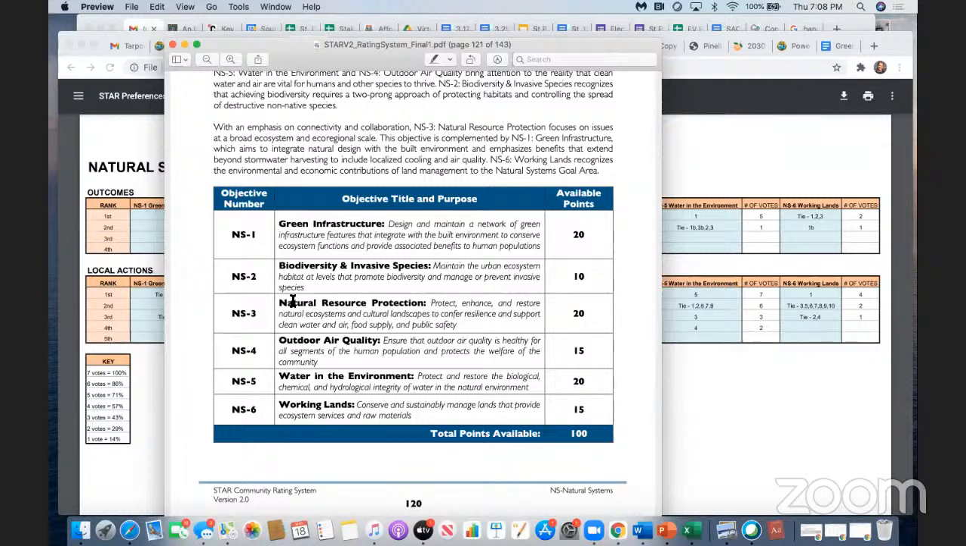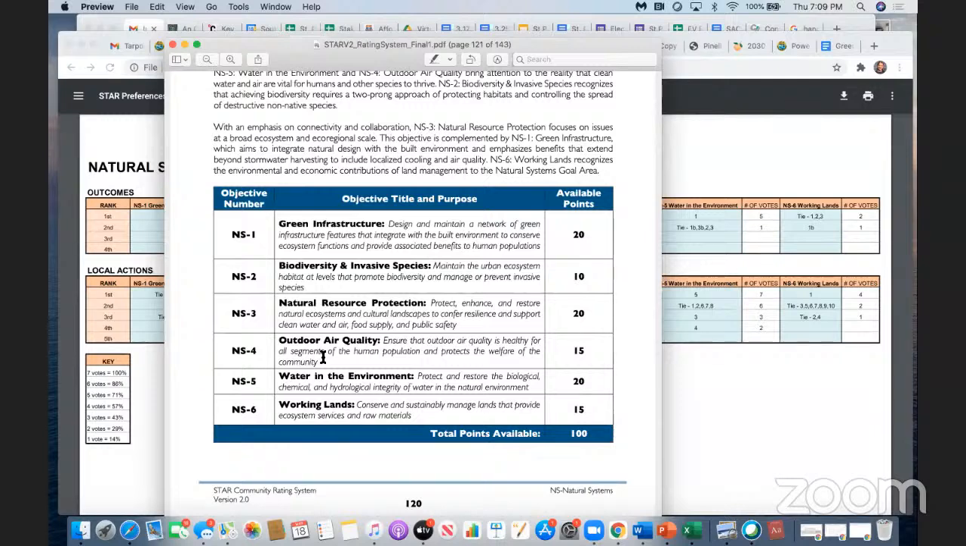My inclination, I mean, I don't know that Tarpon has, I have some cursory understanding, and I don't think that we have particularly bad air quality compared to the rest of the country or compared to the rest of the region. So my preference would be to not include a goal for outdoor air quality or for working lands. I wanted to throw that out there and see what you guys thought of that.